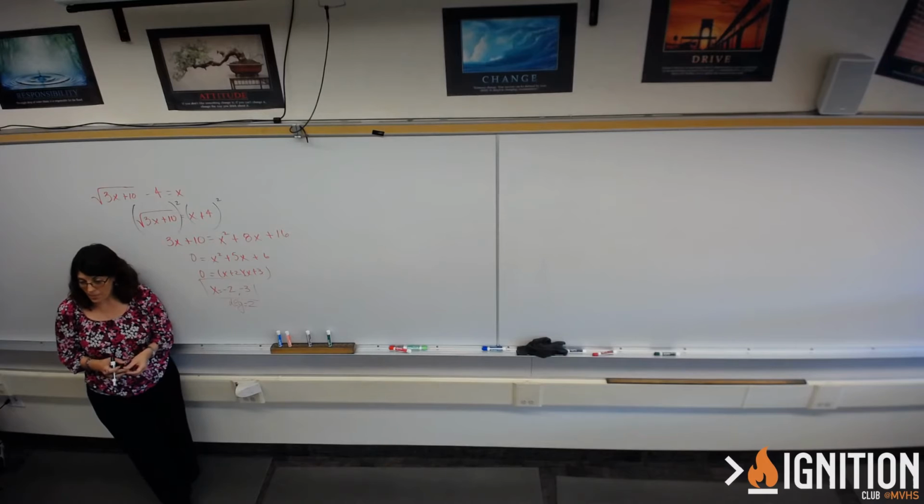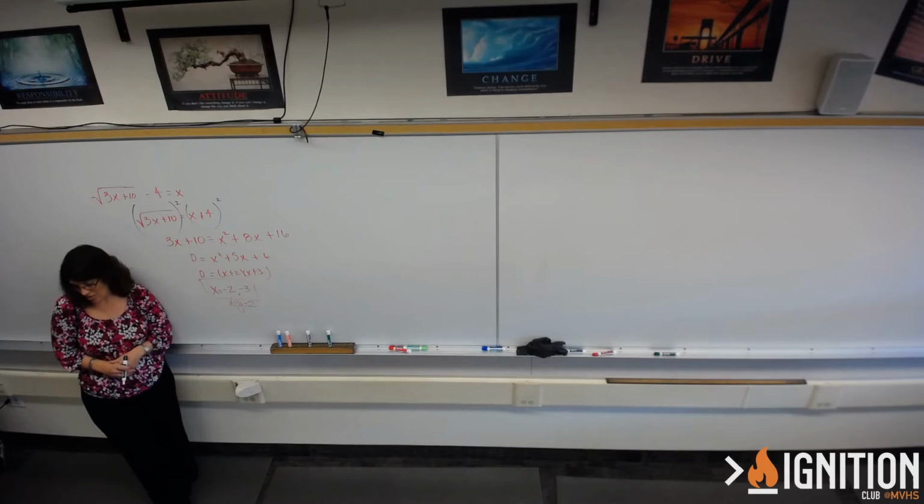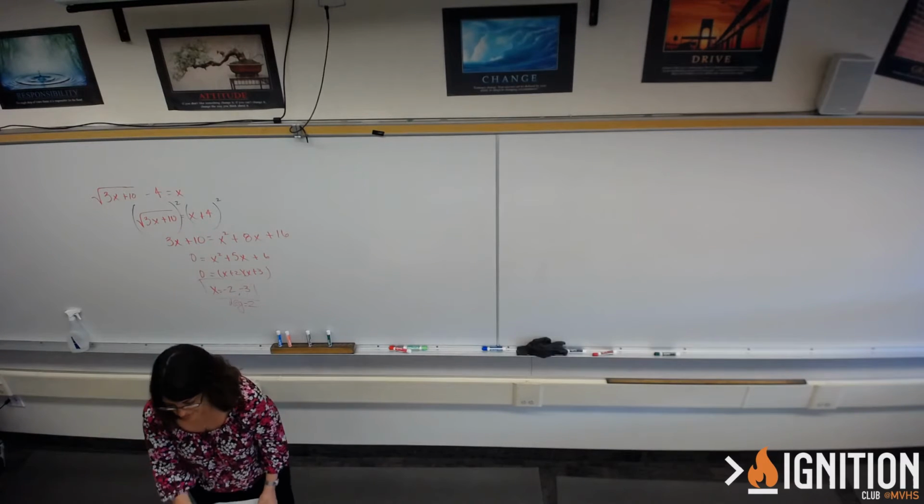Wait, but it had a degree of 1. Correct. It had a degree of 1. We altered it by squaring both sides and we made the degree 2. Both answers happen to work. There's no rhyme or reason. Sometimes neither answer will work. Sometimes one will work.